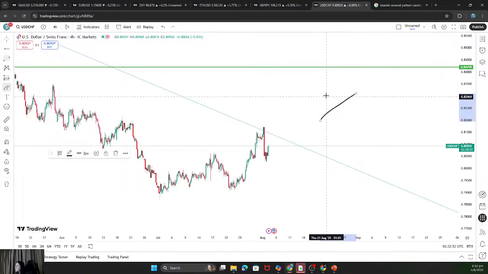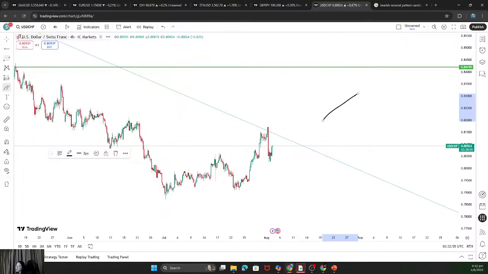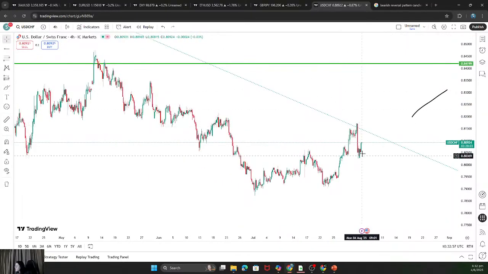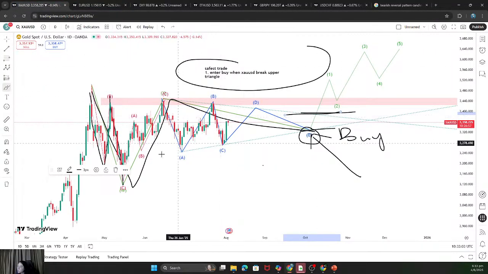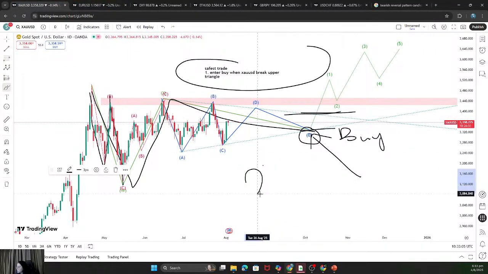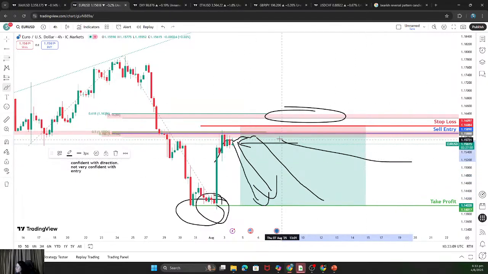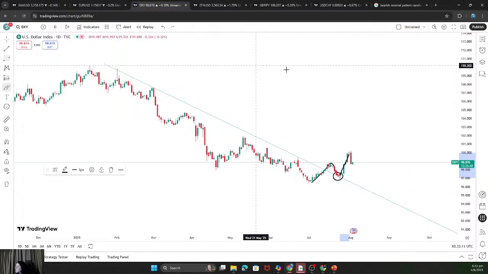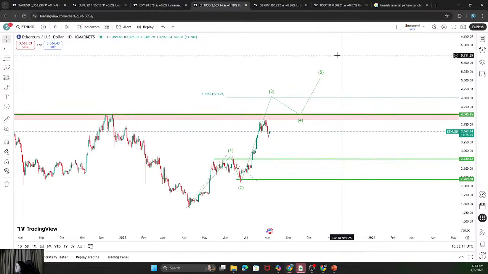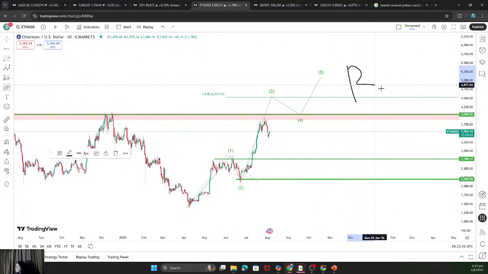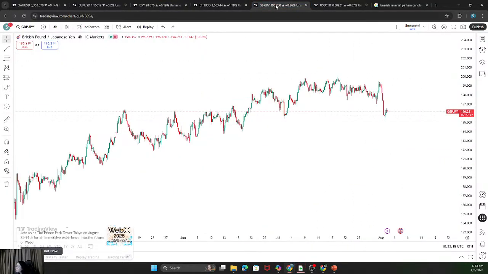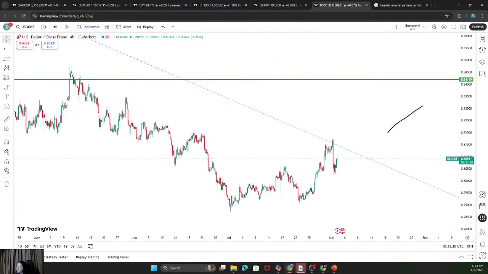USD CHF looking like a good sell. You need to figure out where to sell because I personally cannot find clean structure to look for the entry. So this is a wait. Gotta wait. This is a possible sell here. This is a nothing. This is a buy. And this is a sell.